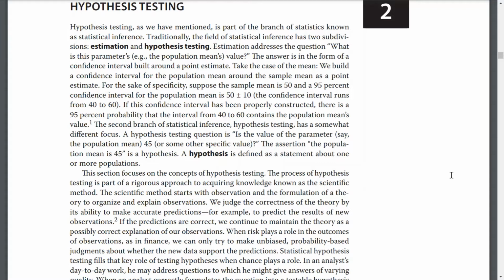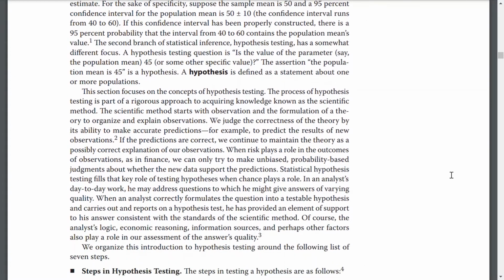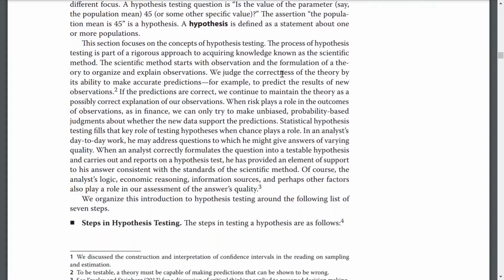This section focuses on the concept of hypothesis testing. The process of hypothesis testing is part of a rigorous approach to acquiring knowledge known as the scientific method. The scientific method starts with observation and the formulation of a theory to organize and explain observations. We judge the correctness of the theory by its ability to make accurate predictions.